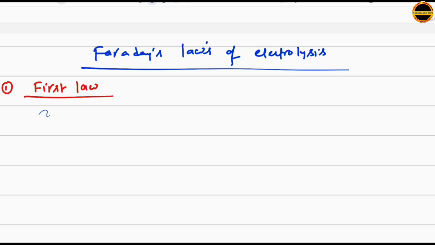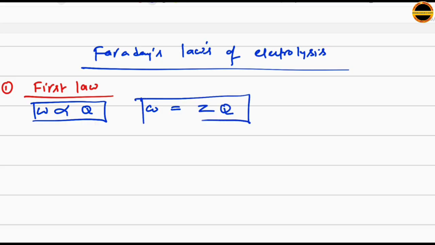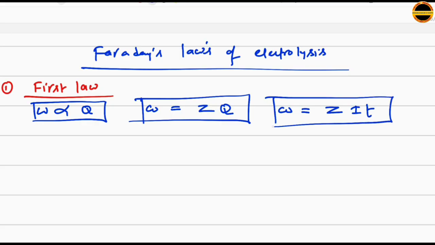According to Faraday's first law of electrolysis, the weight of substance deposited at the respective electrode is directly proportional to Q. What is Q here? Q is charge, W is weight. But here we know Q is equal to IT. So further I am modifying: if you remove the proportionality constant, keep one constant here, which is Z. Q is charge, Z is electrochemical equivalent. In place of Q, if I write Q equal to current into time, W is equal to ZIT.